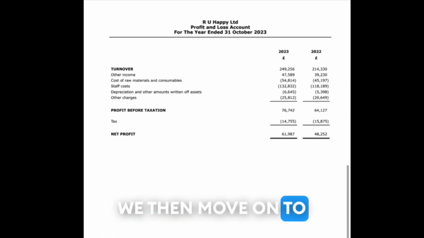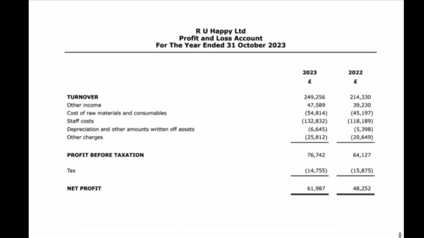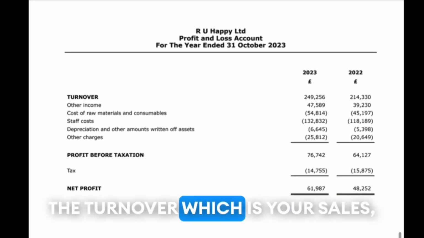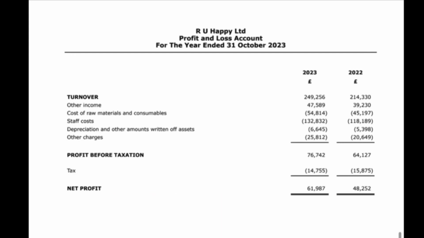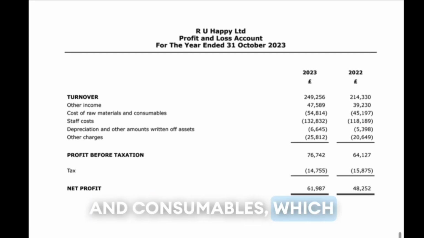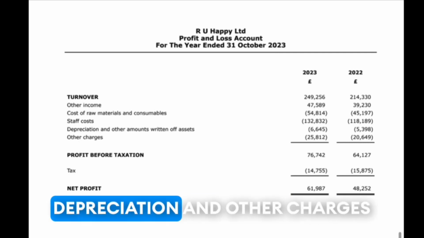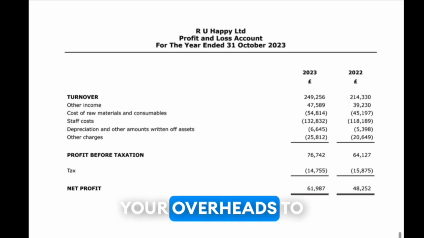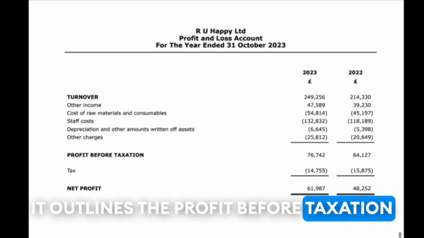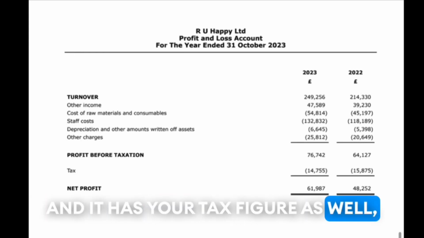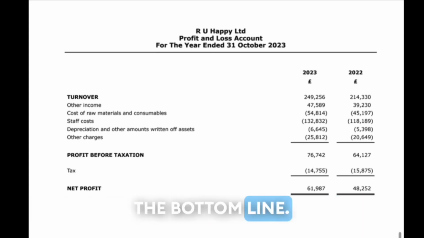We then move on to a profit and loss account, which is a summary of the profit and loss at this stage, explaining the amount of the turnover, which is your sales, any other income, which could include grants, for instance, cost of raw materials and consumables, which is direct costs in order to make your sales, any staff costs, depreciation and other charges, which are essentially your overheads to help run the business. It outlines the profit before taxation, and it has your tax figure as well, and then the net profit at the bottom, hence why this is often called the bottom line.